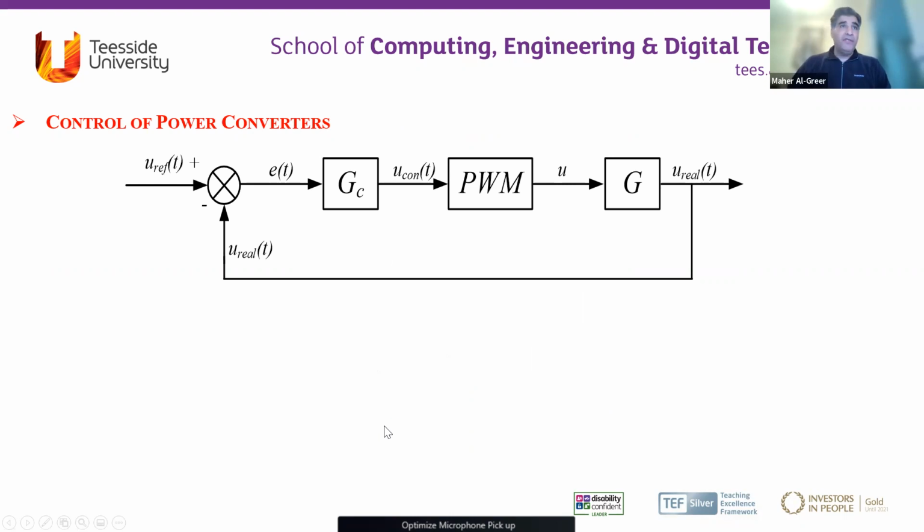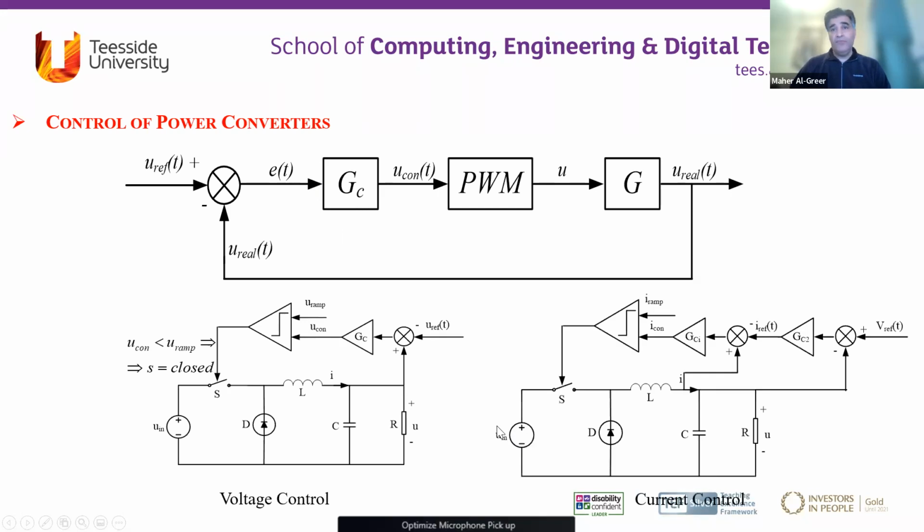So this is the general block diagram of any closed loop system. After we find the transfer function of the model or of the converter, we can close the loop and design the controller of that system. So we have two types of controllers. One is the voltage mode control system. And here I'm just looking at the conventional techniques using analog circuits to design those controllers.